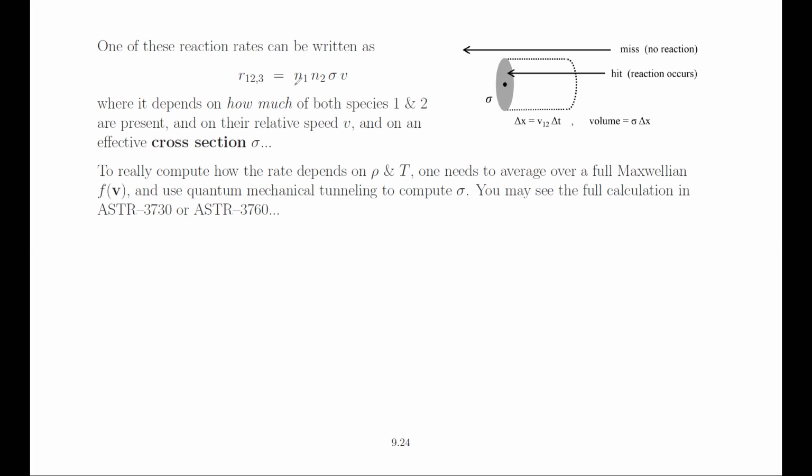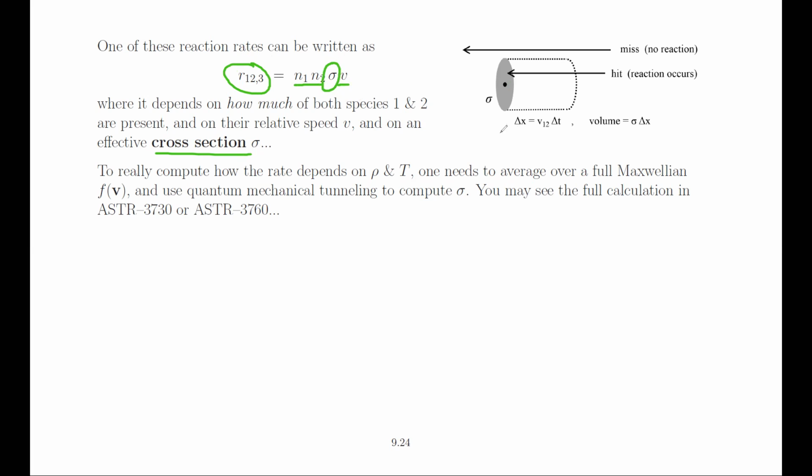So when you put those together, the N1 and N2 and the v, to get the units of an R, the only other thing that has to be here is this sigma, which we call a cross-section. It's got units of an area. So we can think of it like a cross-sectional area, right?